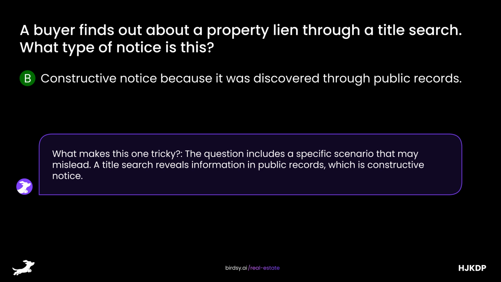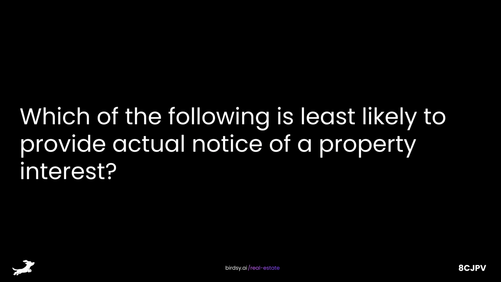What makes this one tricky? The question includes a specific scenario that may mislead. A title search reveals information in public records, which is constructive notice. Which of the following is least likely to provide actual notice of a property interest?